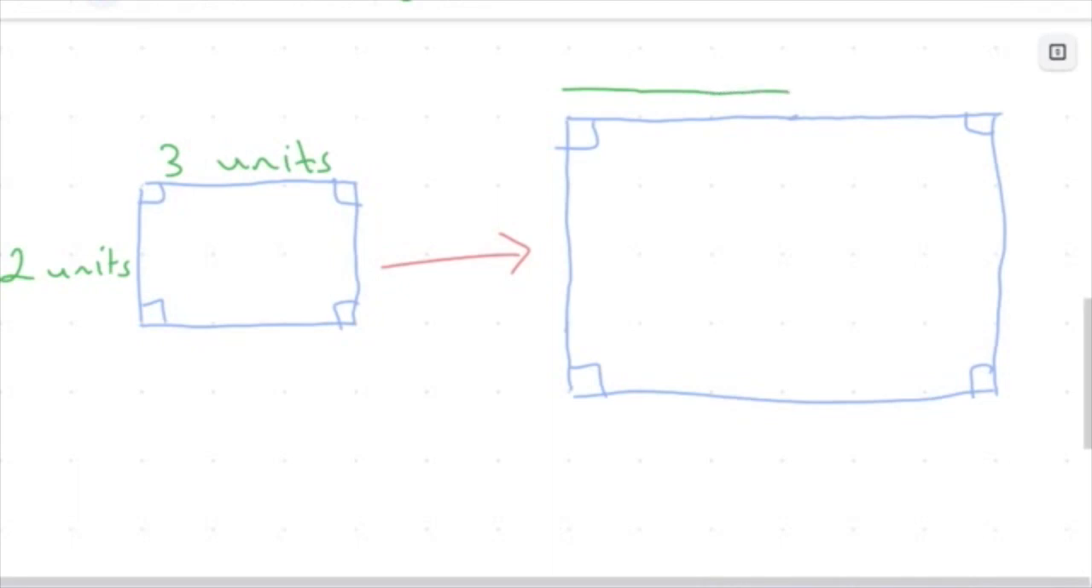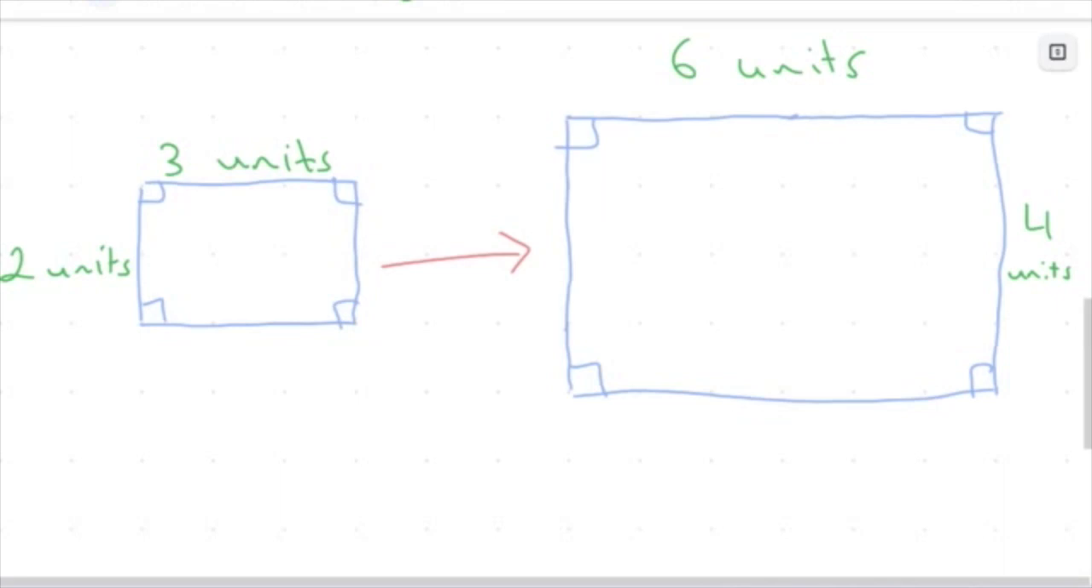So 1, 2, 3, 4, 5. Whoops. 1, 2, 3, 4, 5, 6 across. So this distance here is 6 units. And let's measure my other length. So that's 1, 2, 3, 4. Okay, so that's 4 units in height here. Now, I want you guys to think, what have I done in order to enlarge my rectangle on the left? What have I actually done here?